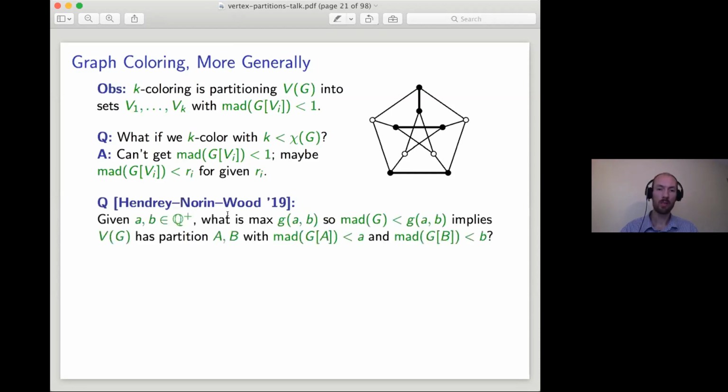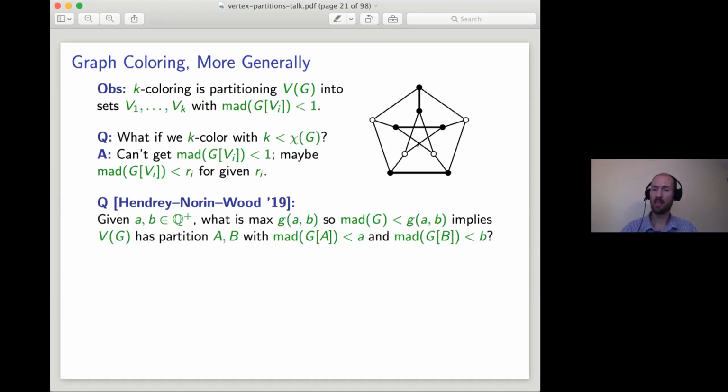And so Hendry, Norin, and Wood asked this question: you're trying to partition the vertex set of a graph G into 2 sets A and B, where each of them induces a subgraph with low mad. The idea is, if you're given the bounds that you want for mad of the induced subgraphs, how big of a mad can you allow for the input graph so that you're always guaranteed such a partition?